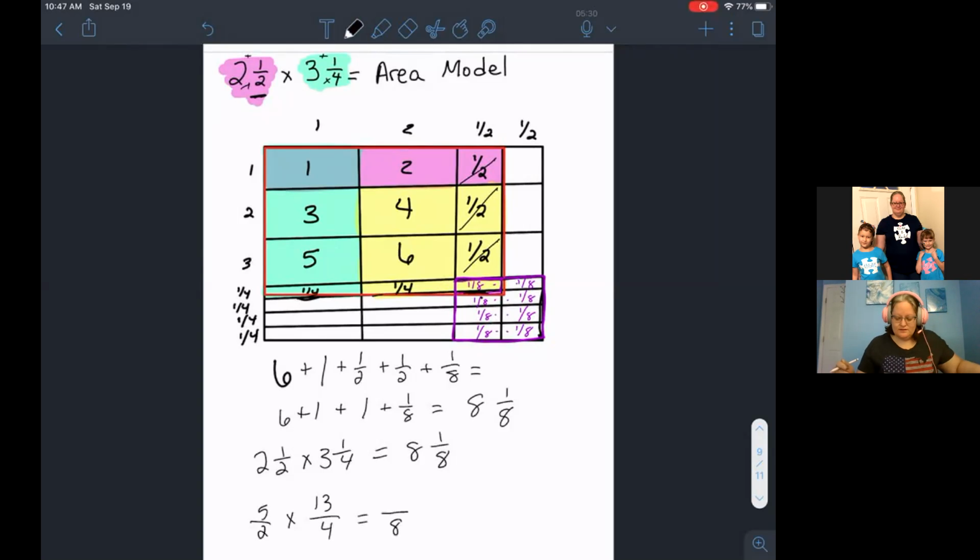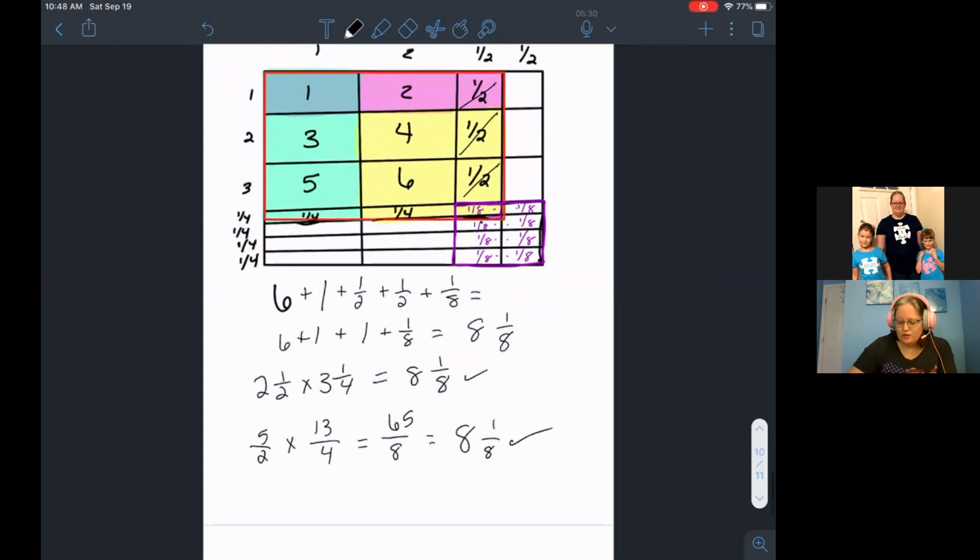And that would give us 13 times 5, 65, which would be 8 and 1/8, because 8 times 8 is 64, so 65 divided by 8 would give us 1/8 left over. So we know our method checks out. If you have any questions, I know this is kind of tricky, let me know. I do have another example that we could try to work out to help you understand a little bit more.